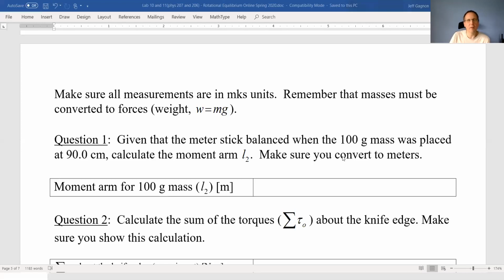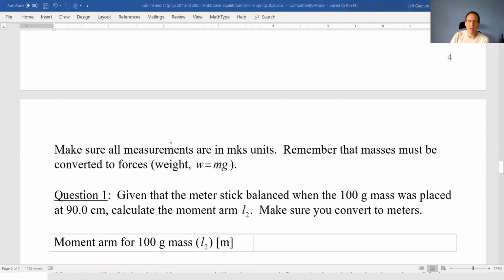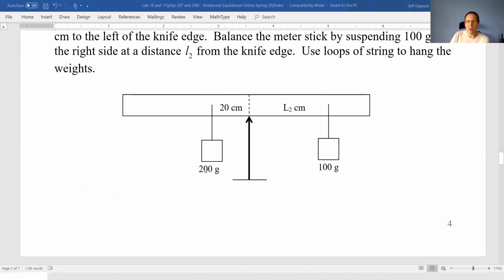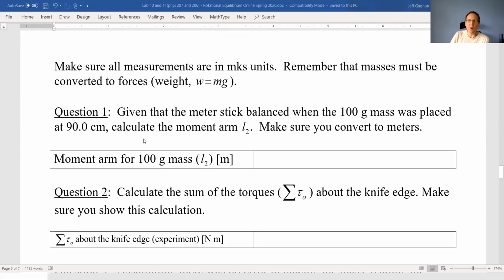Okay, so again, let me just go over this to make sure we didn't miss anything. So question 1, remember this was the part where you hung 200 grams, 20 centimeters to the left of the axis of rotation, and then 100 grams at some distance, L2, to the right. So question 1 was, given that the meter stick balanced when 100 grams was placed at 90.0 centimeters, so that's the location at which it balanced, calculate the moment arm L2. So find that first. And again, it's just going to be the difference, right?